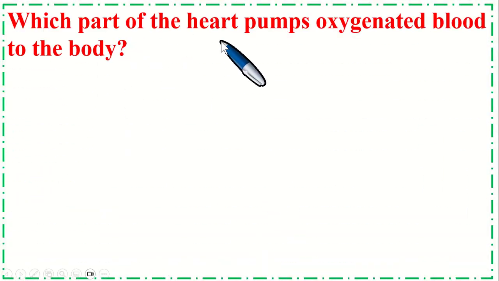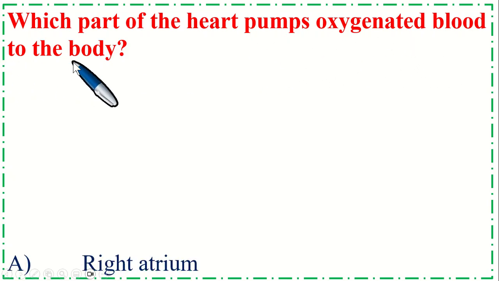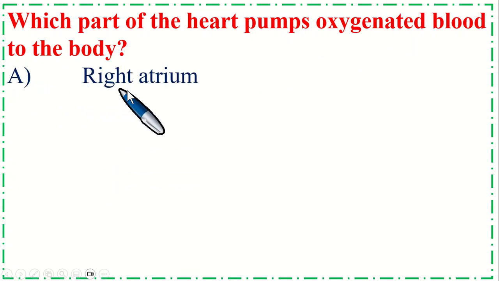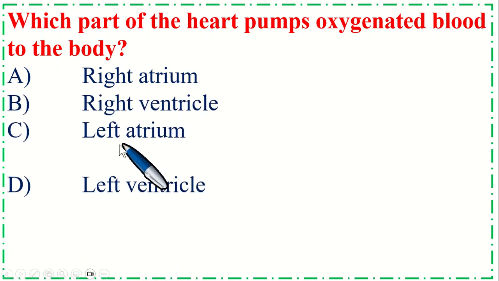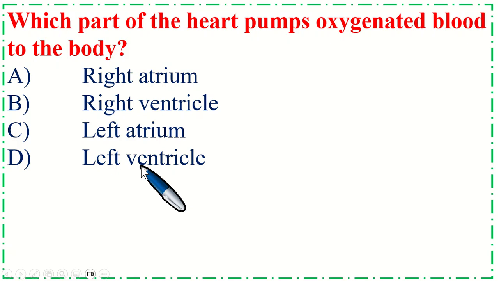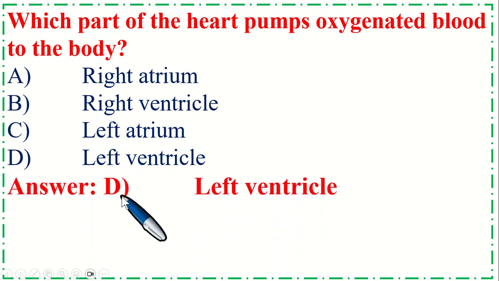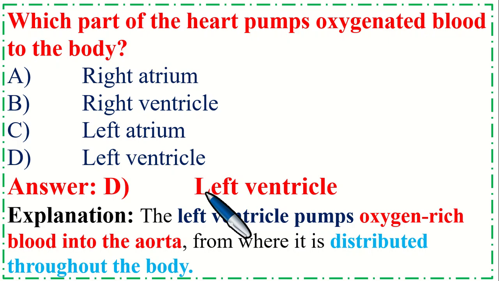Which part of the heart pumps oxygenated blood to the body? Option A, right atrium; B, right ventricle; C, left atrium; and option D, left ventricle. So the correct option is D, left ventricle. Explanation: the left ventricle pumps oxygen-rich blood into the aorta, from where it is distributed throughout the body.